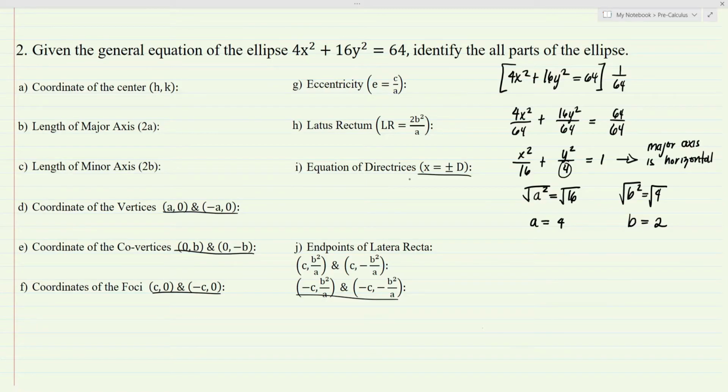So let's start with the first part, the coordinates of the center. Still, this is an equation of an ellipse whose center is at the origin. Therefore, the coordinates of the center is still 0, 0.